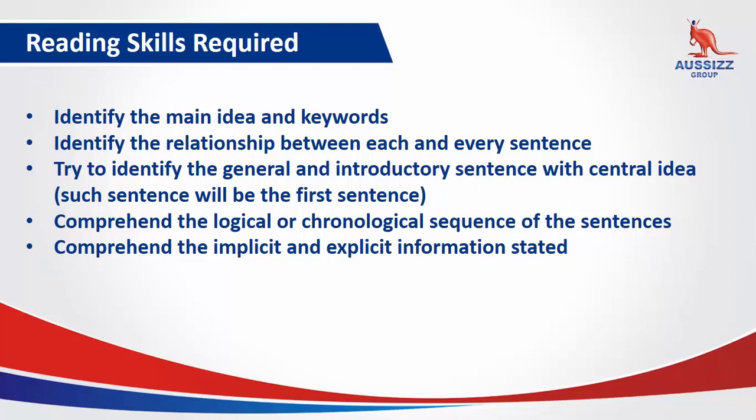You also need to comprehend the logical or chronological sequence of the sentences, looking for dates that go in order or a sequence of events that will go in order. You also need to comprehend the implicit and explicit information stated. There may be things that are implied in these sentences, and there may be things that are explicitly stated. This kind of information will help you determine what order things should go in.